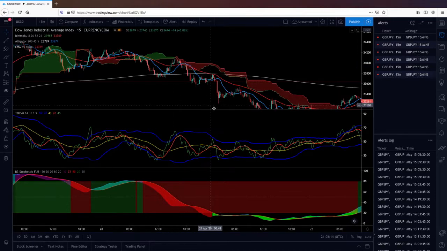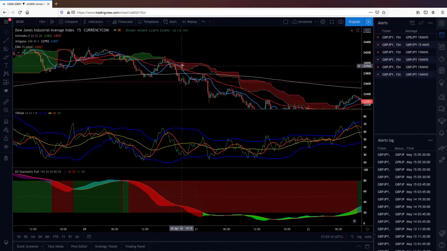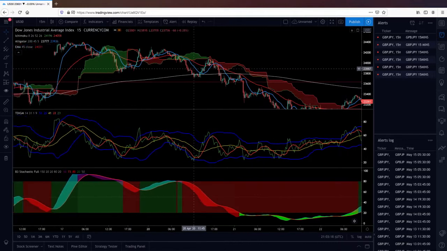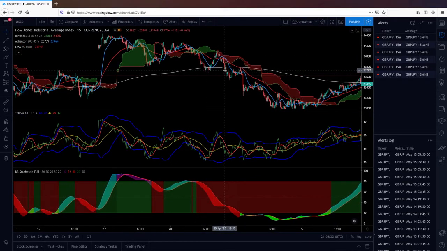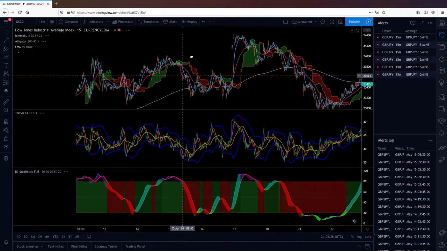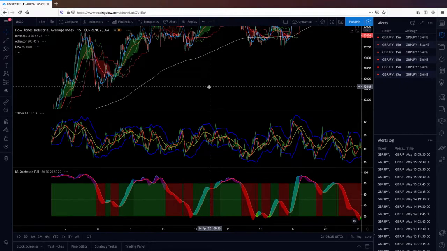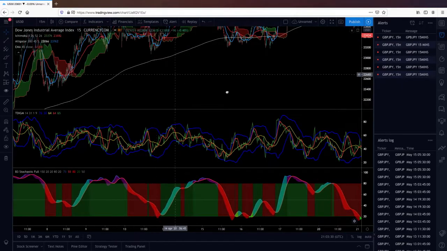You don't need to wait for it to close down under the 45. You could if you want to be safe, but the market is going down hard. This entry is going to be crazy. It's going to be nuts for you. I want to explain this as much as possible so you guys understand the stochastic and how it works and how you spot big moves.